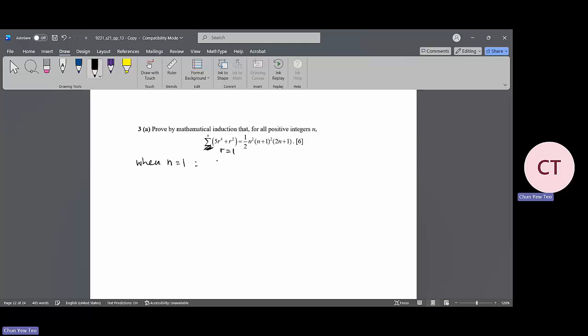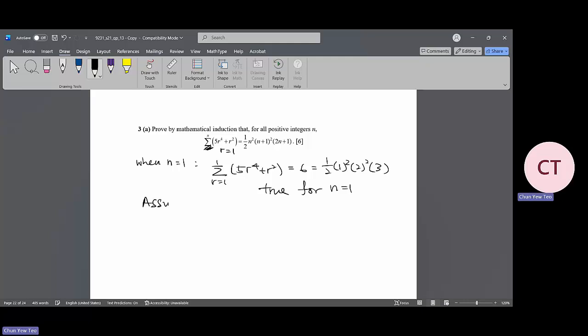Then you will get 5r to the power 4 plus r squared, which is 5 plus 1, which is 6. The right side is half of 1 squared, 2 squared, and 3. It's the same. So your left hand side and right hand side tally. True for n equal to 1.